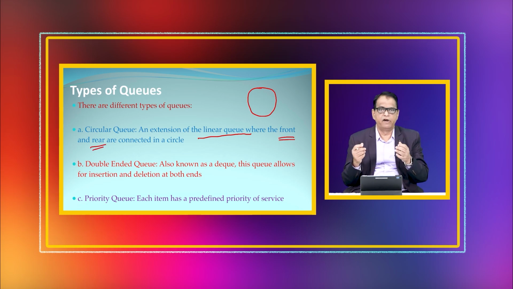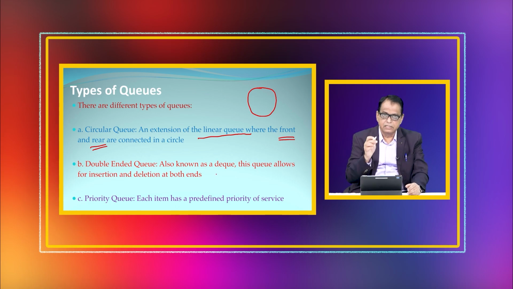So if there is some front end and some rear end, and suppose both the ends are connected together, then you will find that logically a structure is formed which is similar to a circle, and therefore such a queue is called a circular queue.